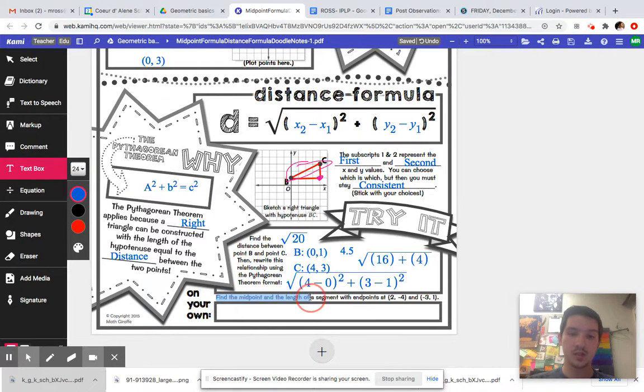Go ahead and do this. Find it on your own. I just want to see if you remember how to do this. Find the midpoint and the length of the segment with endpoints (2, -4) and (-3, 1). Give it a shot, see what you get. If you have any questions, let me know, but that's the distance formula.